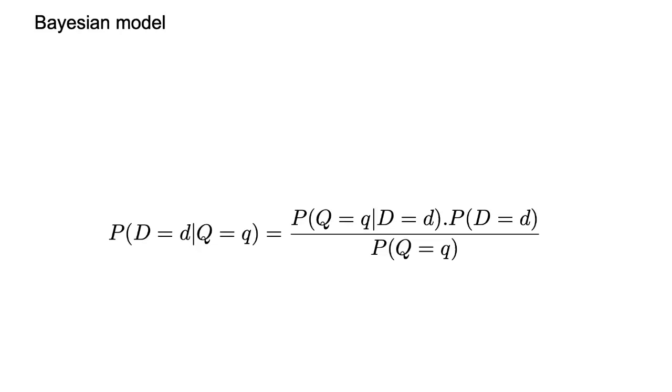Now, if we can compute what's on the right, then we get the probability that basically is the score of document d.